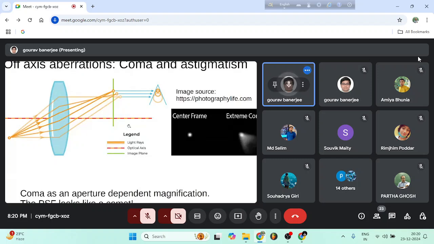We know how to identify coma, because if you had an ideal point source, the PSF will look like a comet. That's the signature of coma aberration.